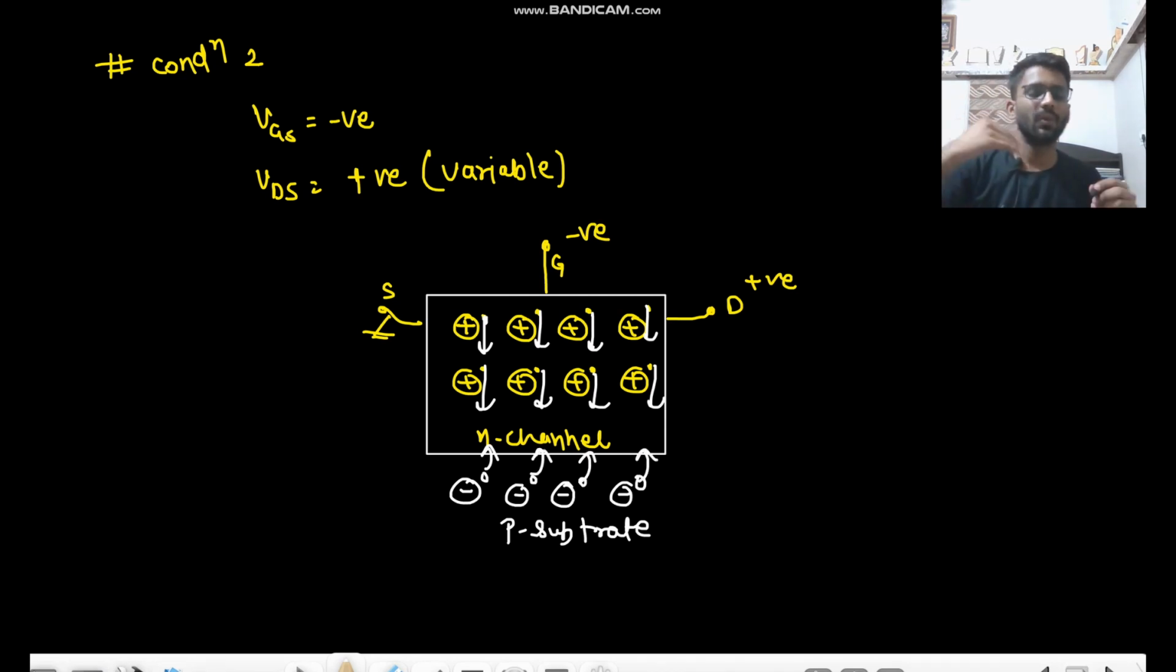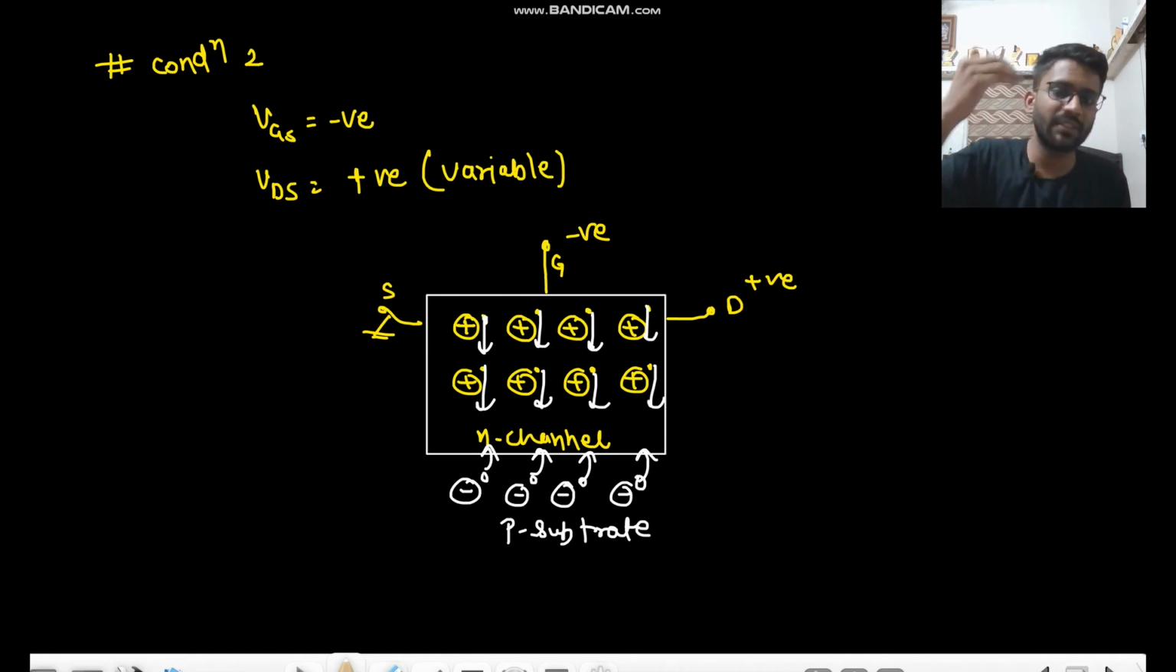So both holes and these electrons are getting recombined. Look, the VDS is positive. The work it will do, we have already shown: increasing the depletion region. If VDS is positive, then on the drain side there will be more depletion region, and the electrons will get attracted. That we have already seen.